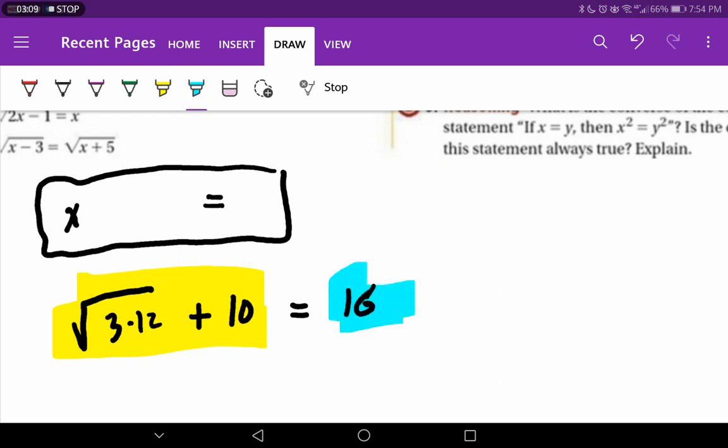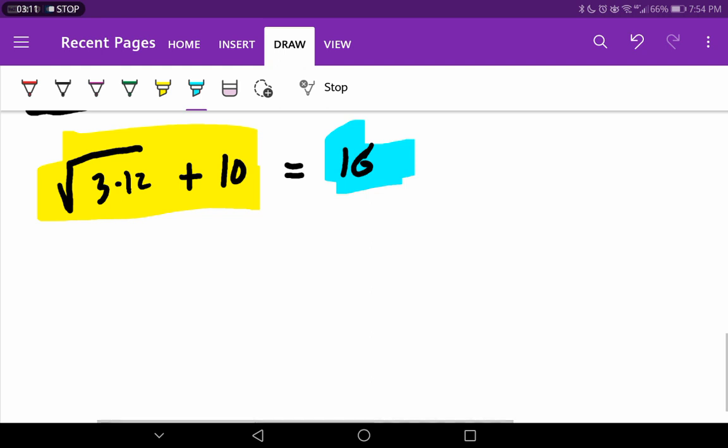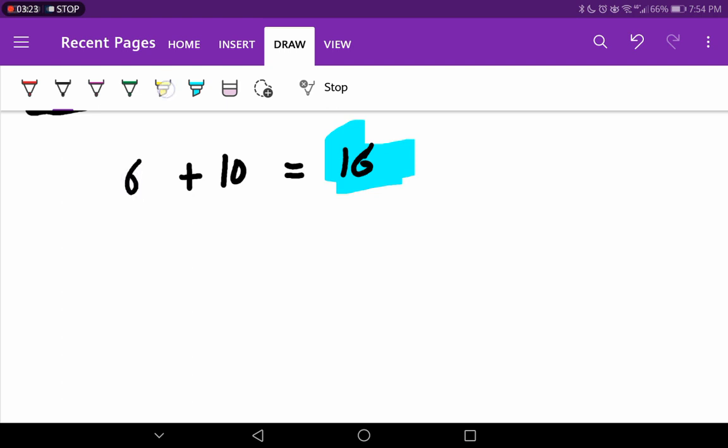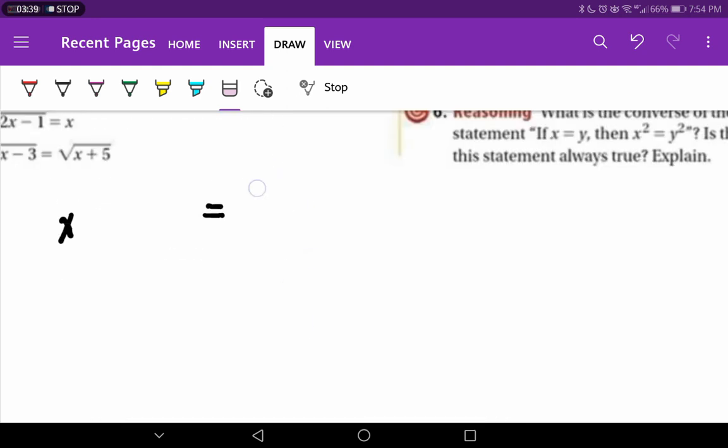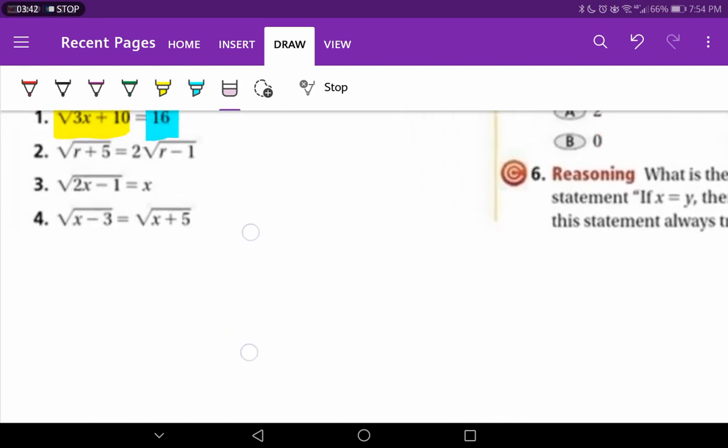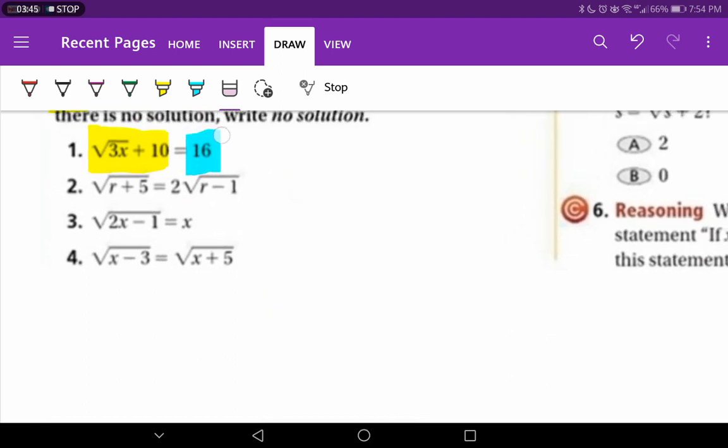In this case, if you do the calculation, for example, 3 multiplied by 12 gives 36, and the radical of 36, as you know, is 6. 6 plus 10 equals 16. You see, the left side equals the right side. Are you happy with that? Me too. So that is the meaning of the solution: the value that makes the equation true, the value that makes the left side equal the right side. Great, let us move here.